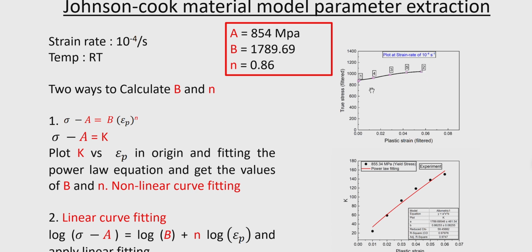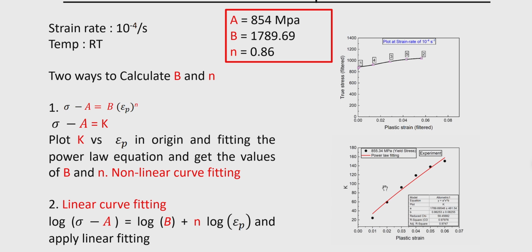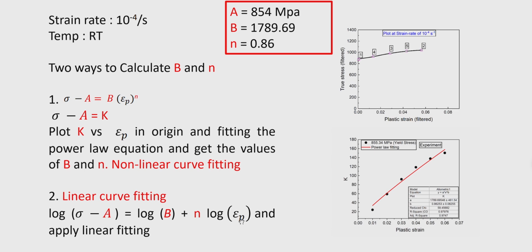I have chosen 5 values. After choosing 5 values, I plotted the curve between K and plastic strain here, and the curve fitting is done in Origin. So in Origin, you can do the curve fitting and simply apply the power law. And the second way is that you can plot a linear curve fit also by rearranging this type of equation.